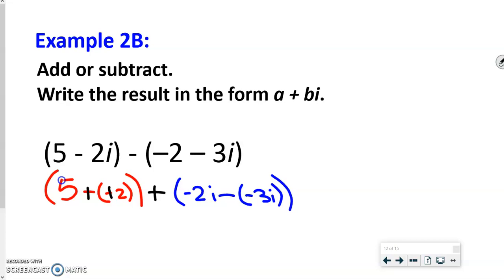That means we're actually changing this to adding. So this is going to be 7, because 5 plus 2 is 7. Same way over here, change, right? So we're going to do negative 2i plus 3i. So that's actually just going to be i, because it's negative 2 plus 3, which is positive 1, right? So that's plus i.